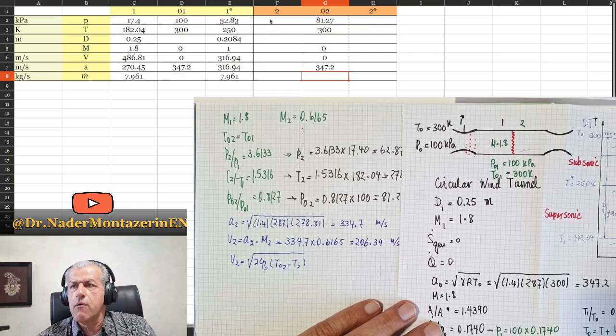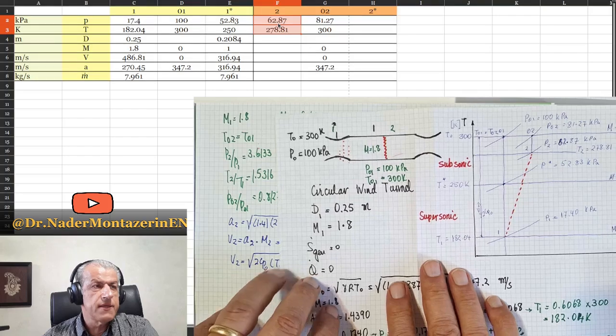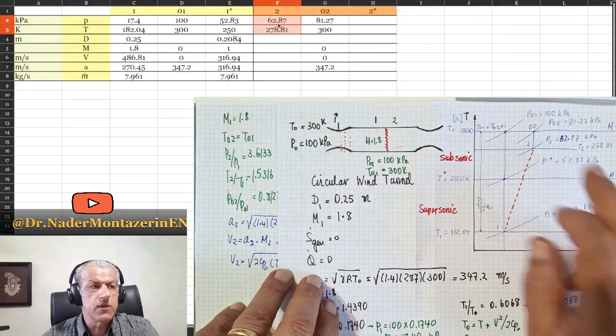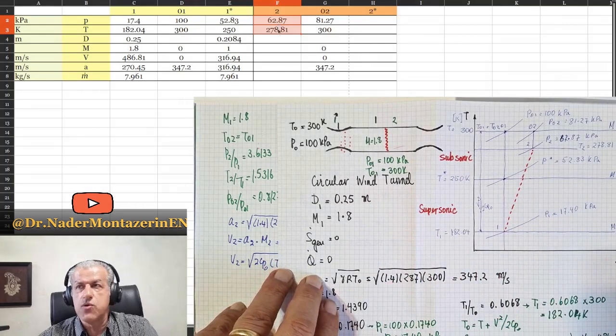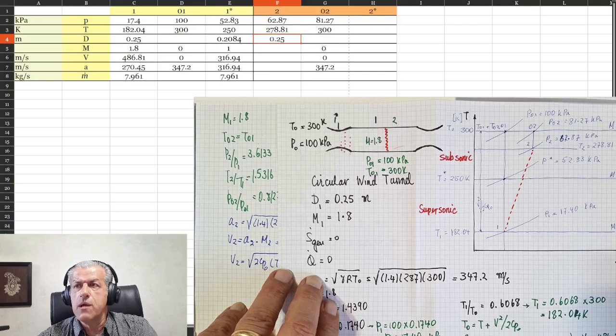In fact, there is negligible velocity, and therefore it's not possible to calculate the mass flow rate. Now, the pressure and temperature at point 2, we did find them to be 62.87 for the pressure, and we showed it on the TS diagram. The temperature, we showed it to be 278.81. The diameter at point 2, well, the shock wave doesn't change the diameter, so it would be exactly the same as point 1. It would be 0.25 meters.